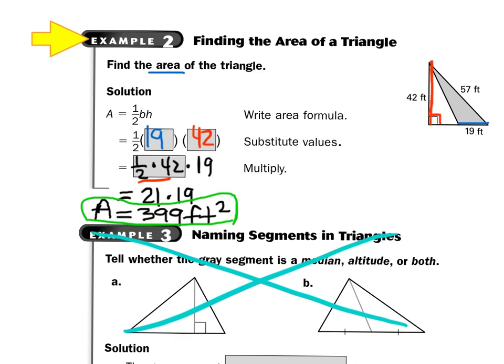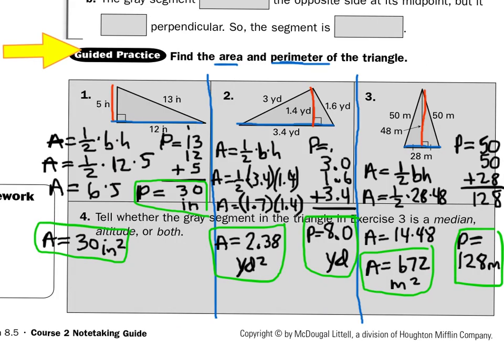Now you have to label things correctly. So remember, this is 399 square feet because area is always units to the second power. Okay, so take a look at example 1. They want us to find area and perimeter of each triangle. Well, let's start off with the area.